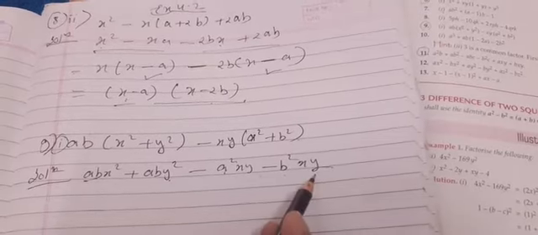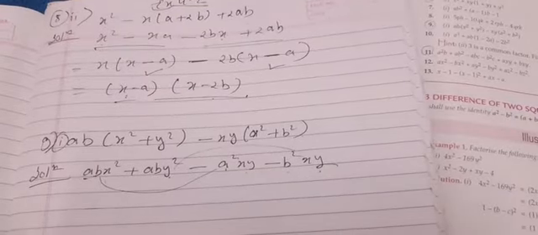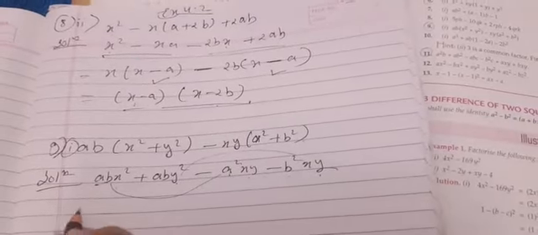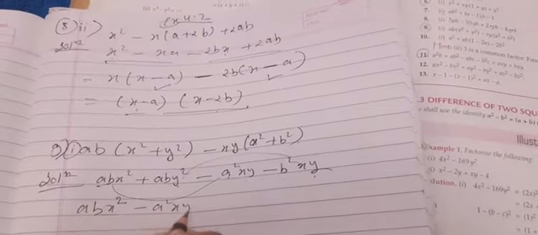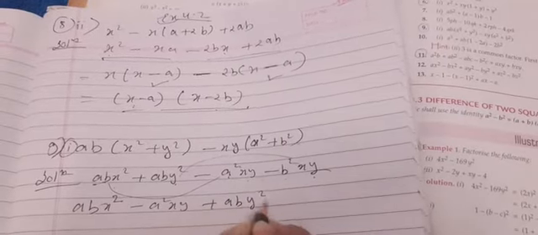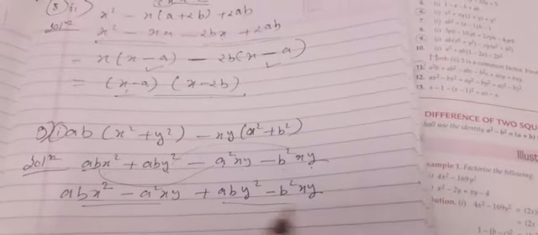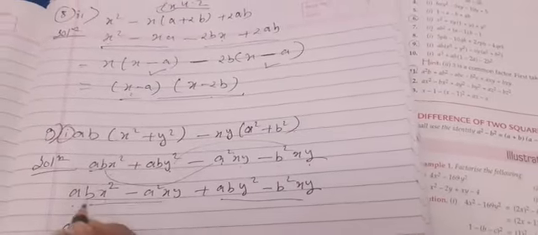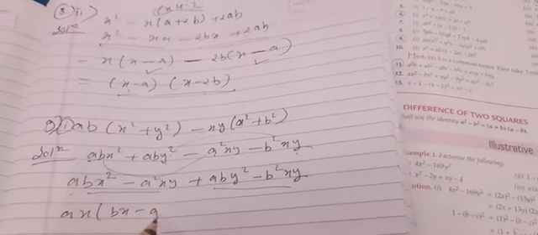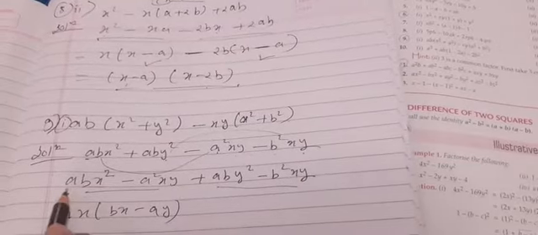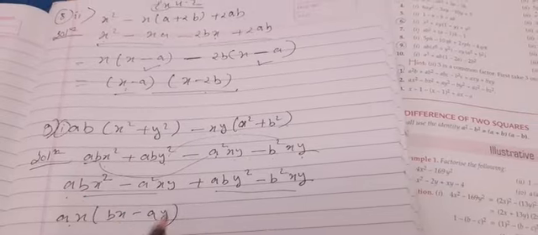Y square terms, y terms, x terms. So let's see how we can do it. AB x square minus a square xy plus AB y square minus b square xy. Okay, so out of these two and these two, what is common here? A is common, x is common, then what is left here? Bx, and here ay. I hope it is clear. What I have taken common? Ax. Okay, so x left, b left, and here one a and one y.